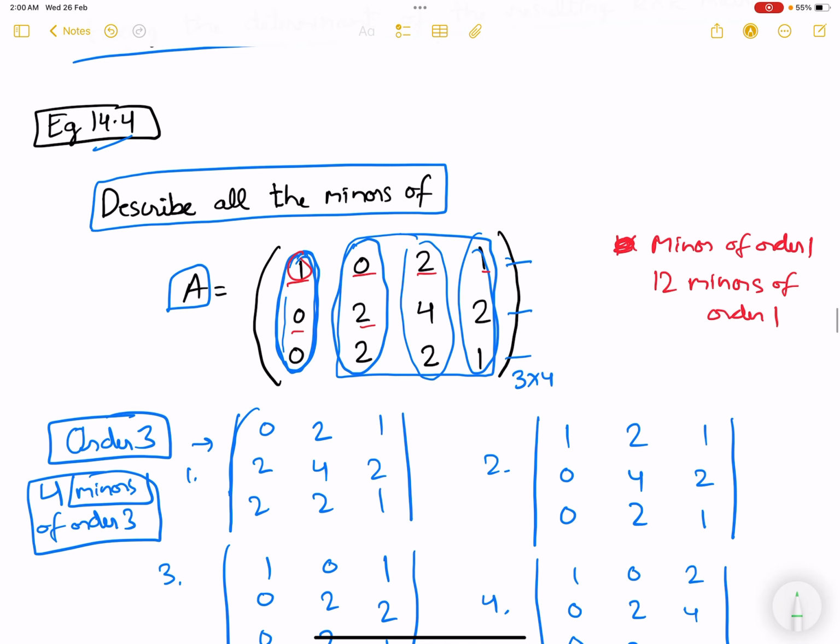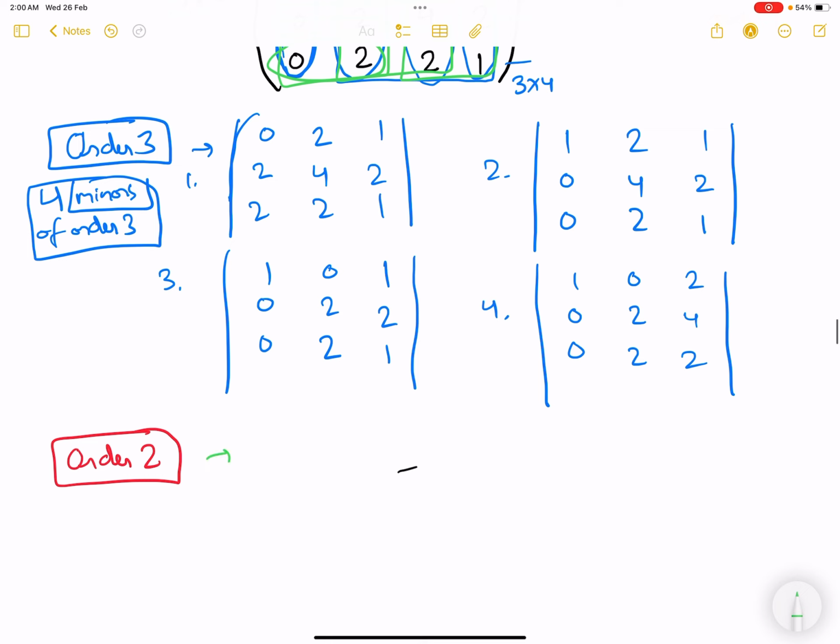Okay, so it is 2 cross 2. This is possible, this is also possible, this is also possible, this is also possible, and removing this thing and this thing is also possible. So you will see there are many possible minors of order 2.